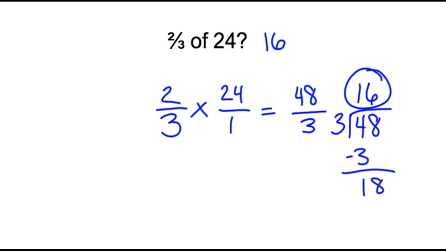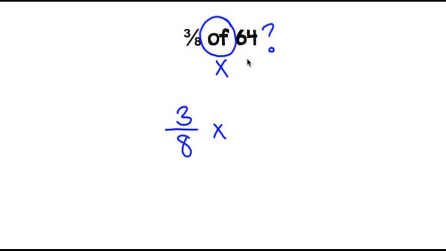Let's try another one. This problem asks what is 3/8 of 64, missing our question mark there. So we're going to set this up as a multiplication problem. Of means to multiply. So 3/8 times 64, and we got to make that into a fraction. So again, we're going to put 64 in the numerator and 1 in the denominator, because 64 divided by 1 is still 64. So let's multiply 3 times 64.